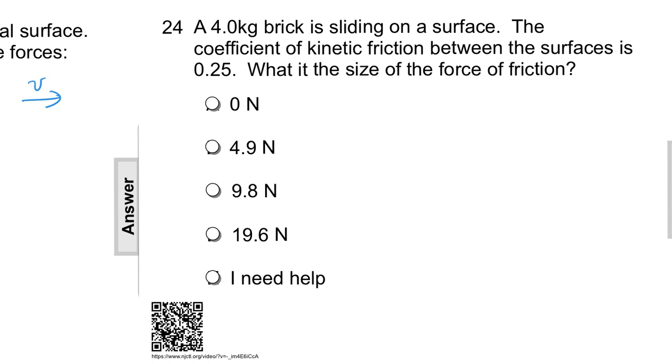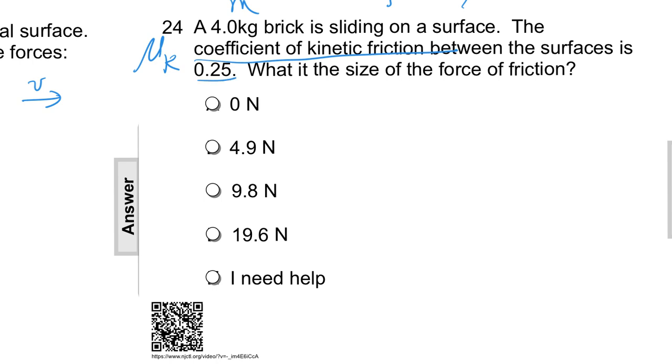Okay. We got, of course, kilograms is mass. Okay, the coefficient of kinetic friction is mu K. Mu is like a backwards Y when you draw it. So get used to drawing it. Okay, the coefficient of friction is 0.25.